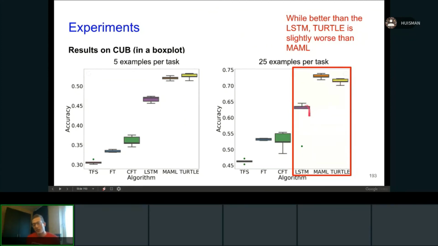So yes, you cannot always win, but still Turtle seems to have an edge in many cases. We did many more experiments, and unfortunately I cannot show you all of them today because of time constraints. So let's just discuss the results that we have seen so far.